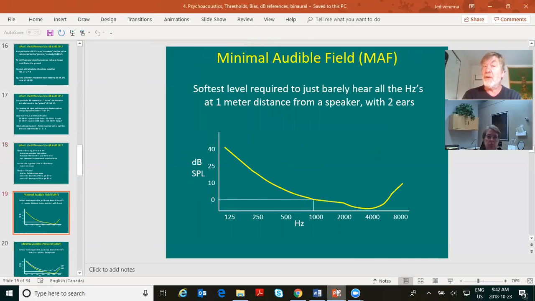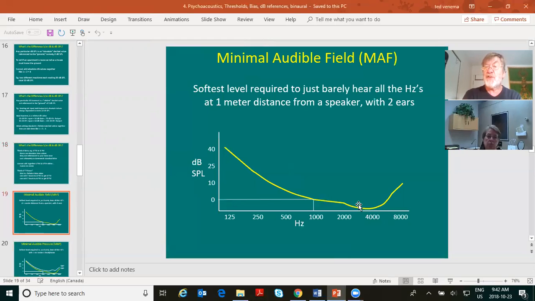Minimal audible field, the softest level required to just barely hear all the different frequencies at 1 meter distance from a speaker with 2 ears. And notice 1000 there, we called that 0. But if you now look at what happens with 500 hertz, look at my cursor here. I'm at about 5. And 250 hertz, I'm at about 15, 20. And 125 hertz, it took me like 40 decibels to just barely hear that.